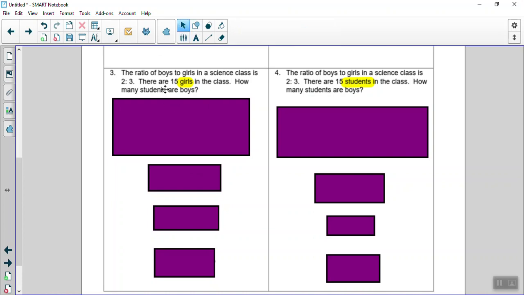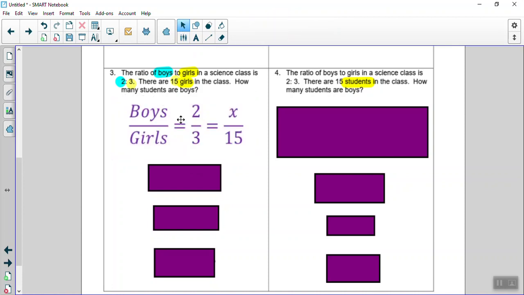So here, this one's more straightforward, number 3. We start off a little simple. The ratio of boys to girls in science class is 2 to 3. There are 15 girls in the class. How many students are boys? We're looking at the ratio of boys to girls, so there's 2 boys to the 3 girls, and then it tells us there's 15 girls. Boys to girls is our word ratio, because those are the two things we're comparing. We have 2 to 3, in the right order, boys to girls. Just keep that order. And then 15 girls, since that's girls, goes on the bottom.